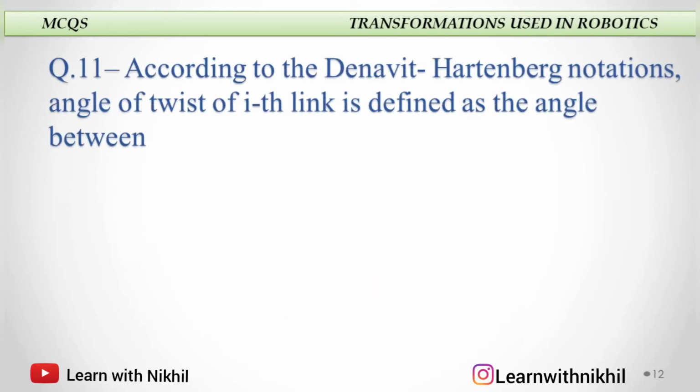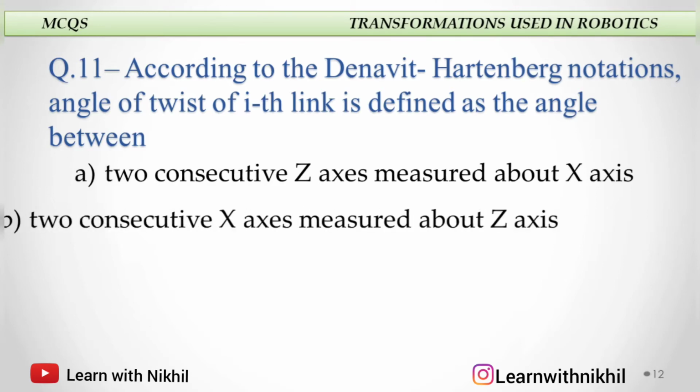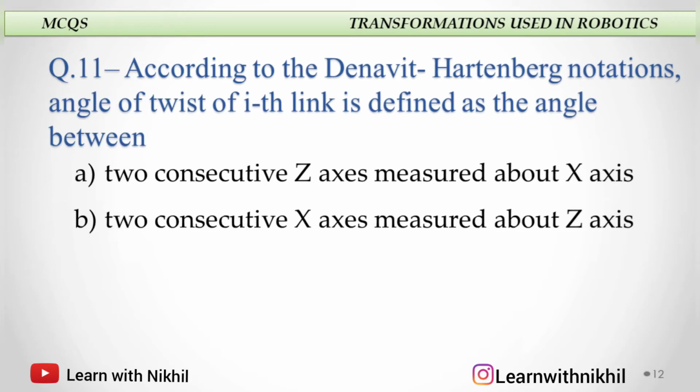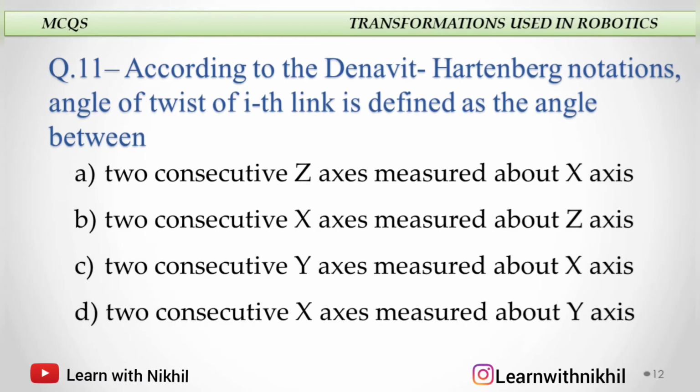Next, according to the DH notations, the angle of the twist of the ith link is defined as the angle between two consecutive z-axis measured about x-axis, two consecutive x-axis measured about z-axis, two consecutive y-axis measured about x-axis, or two consecutive x-axis measured about y-axis. And the answer is two consecutive z-axis measured about x-axis. This is for the ith link.